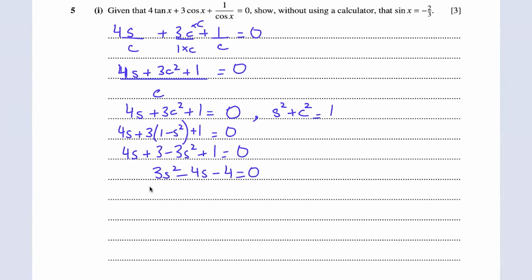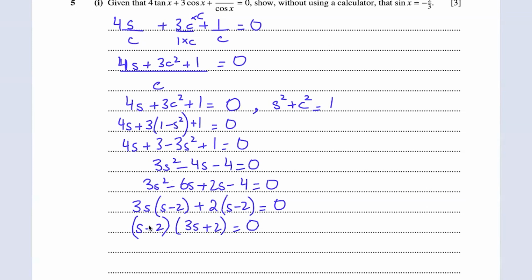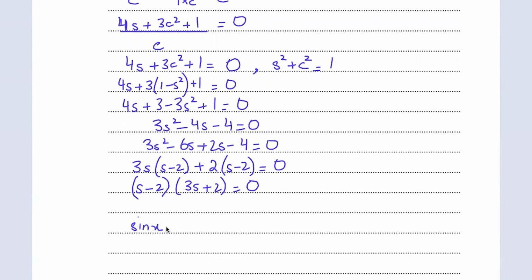Factorizing this, we get 3 sin squared x minus 6 sin x plus 2 sin x minus 4 equals 0. Taking common 3 sin x, we get sin x minus 2. Taking common 2 from 2 sin x minus 4, we have 2 bracket sin x minus 2 equals 0. So the final answer is sin x minus 2 and 3 sin x plus 2 equals 0. Now we know that sin x cannot be greater than 1, so this will be cancelled out. So we'll be left with 3 sin x plus 2 equals 0. So finally we have sin x equals minus 2 upon 3.